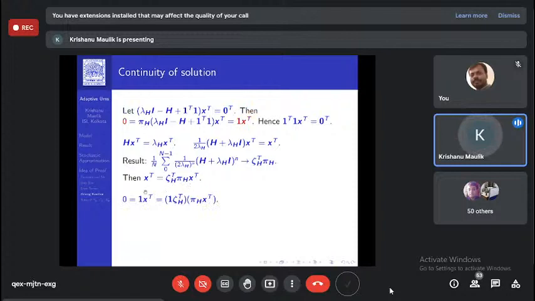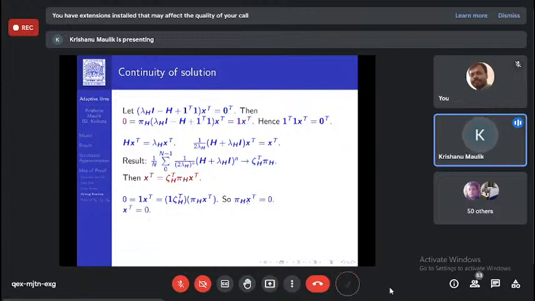And then I look at one X transpose that I already know to be zero. So that is one zeta H transpose pi H X transpose. Now zeta H has all entries strictly positive, so this cannot be zero. Then this must be zero. That is, X must be orthogonal to pi H.